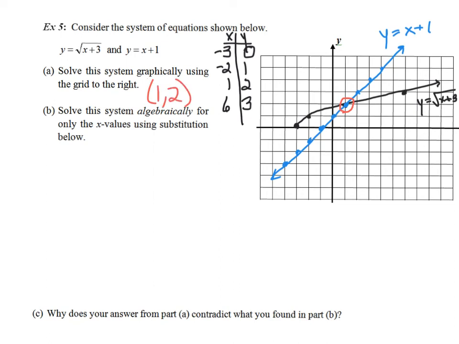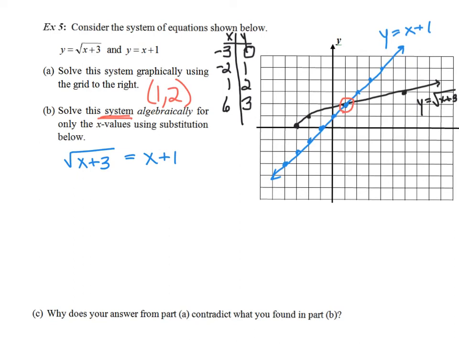Now let's take a look at the algebraic solution for this system. So you'll notice that I have two equations. That's what makes it a system. Because both equations are set equal to y, I can use the method of substitution. So I'm going to substitute one y for the other and get the equation square root of x plus 3 is equal to x plus 1. In essence, I'm just setting the two equations equal to each other because they're both equal to y.